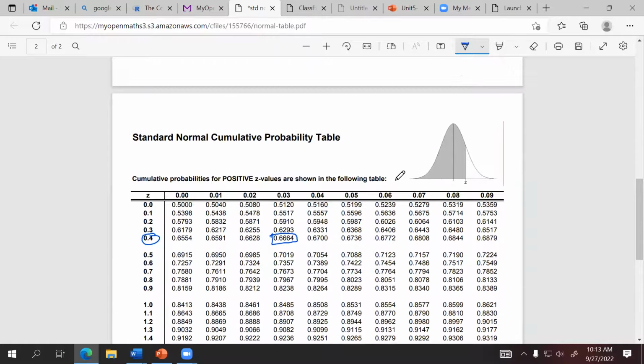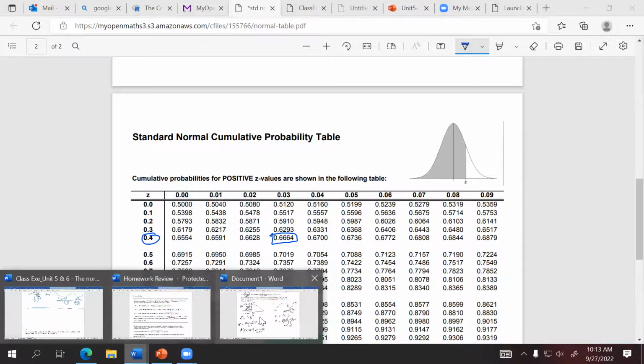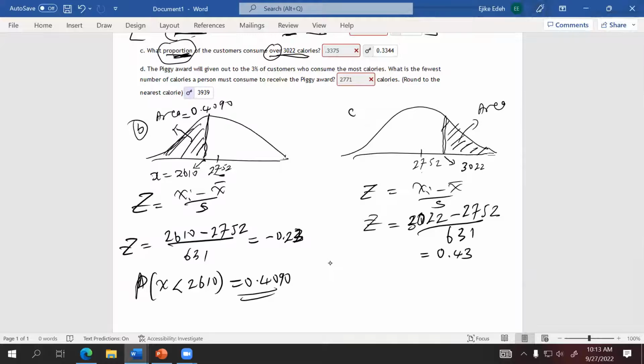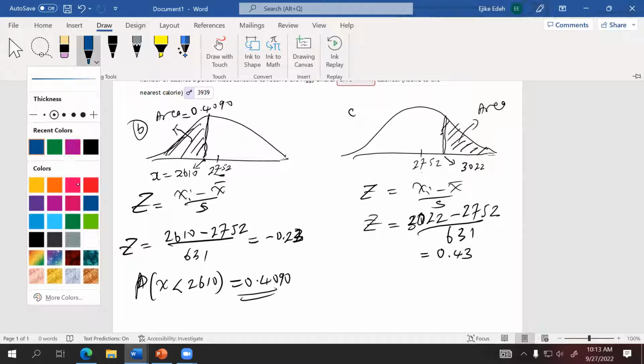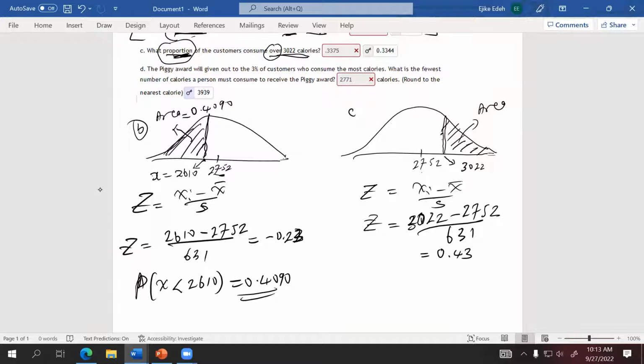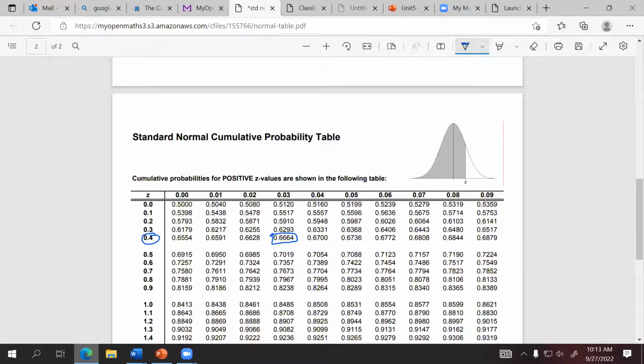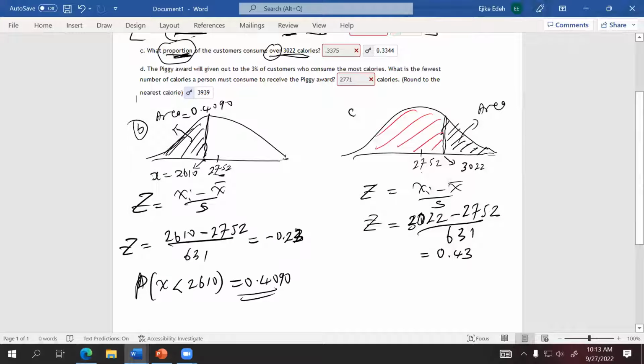Because remember, this table shows you area to the left tail always, right? So if we go back to this space, what we have gotten right now is the area from this point. Use a different color. So what we've just got is the area in red. That's what we just got using the Z value of 0.43, right? And that value is 0.6664. So the area here in red is 0.6664.